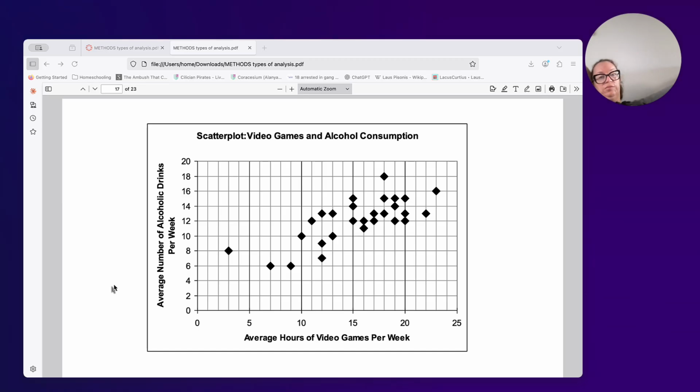But anyway, here we have a relationship, and this is showing a positive relationship: as hours of video games per week increase, so does the number of alcoholic drinks per week. So these things rise together. This would be a positive correlation just by looking at it, right? It kind of has an upward trend.